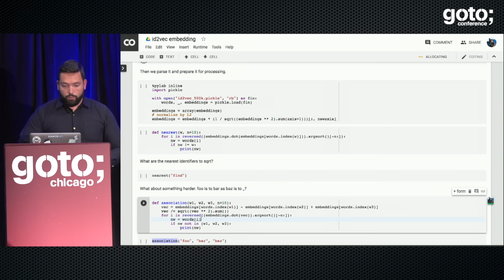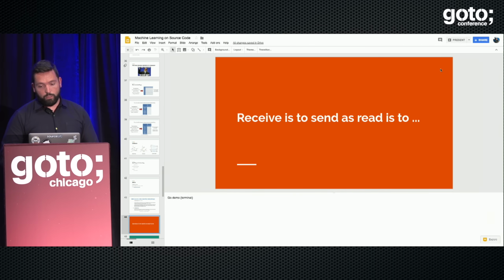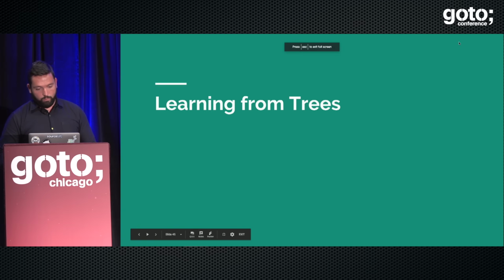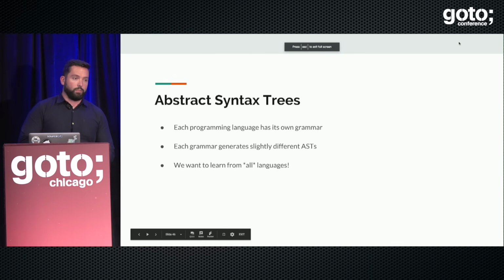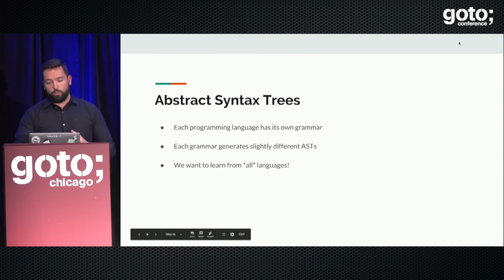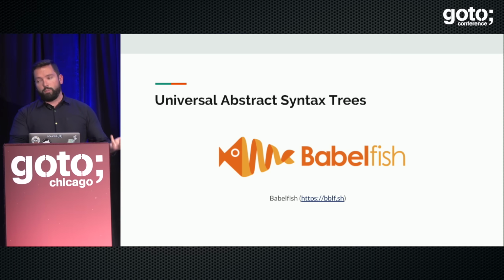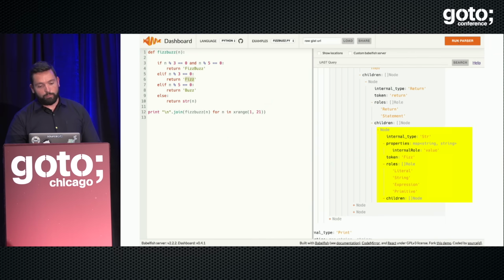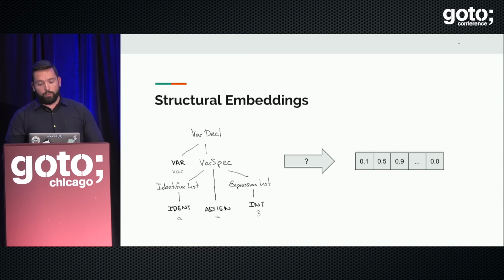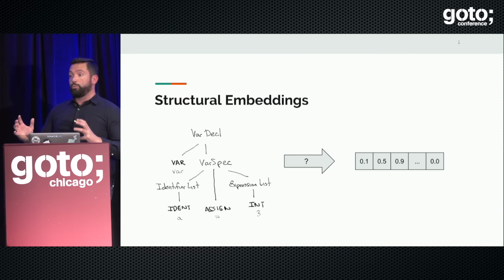The future of this is that this is only just one piece of the puzzle. We're going to be learning from trees. In order to learn from trees, what you need to do is first define what trees are. We have universal abstract syntax trees, which is basically a common way of representing abstract syntax trees in every language. And I'm going to go over fast. And we can also do structural embeddings.